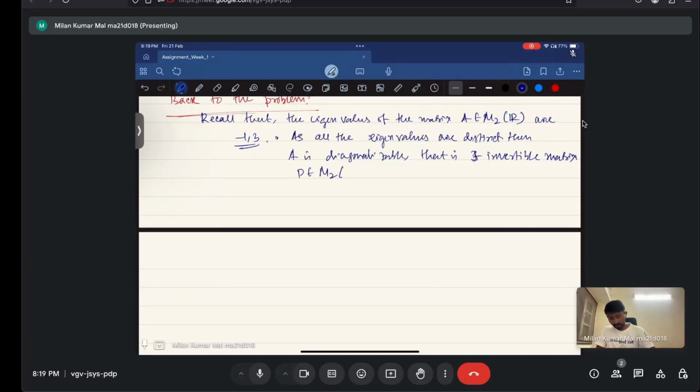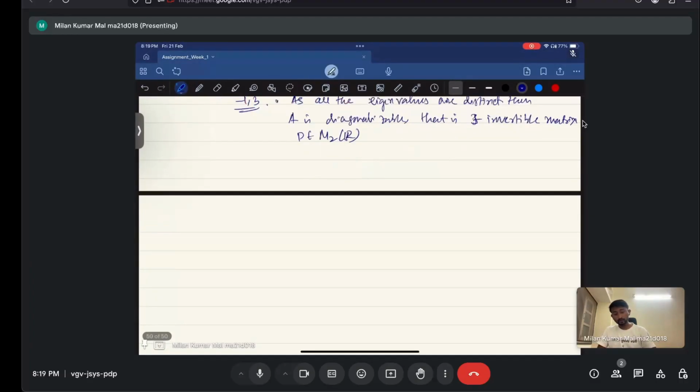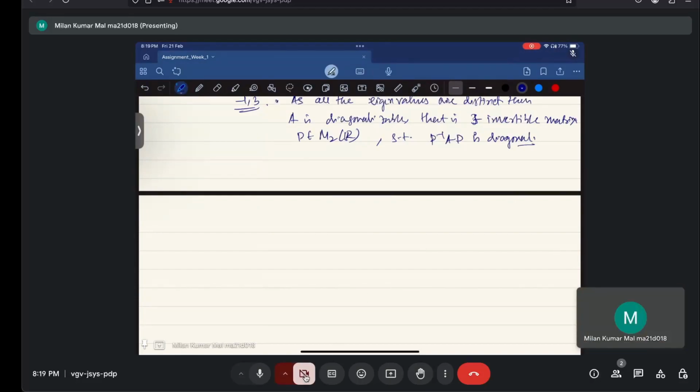That is, there exists an invertible matrix P in the matrices of order 2 by 2 such that P inverse AP is diagonal. So therefore this is diagonal.